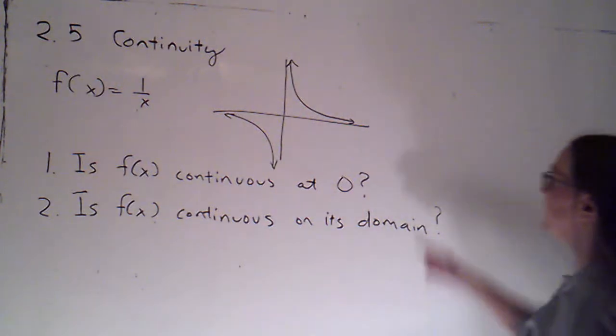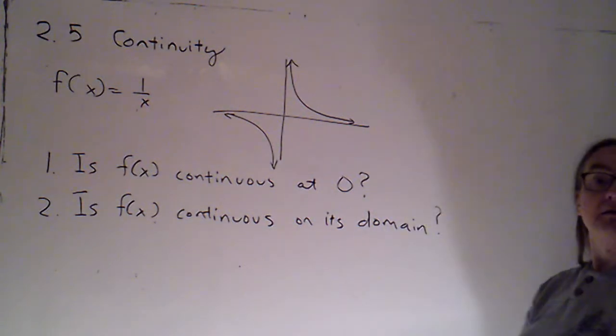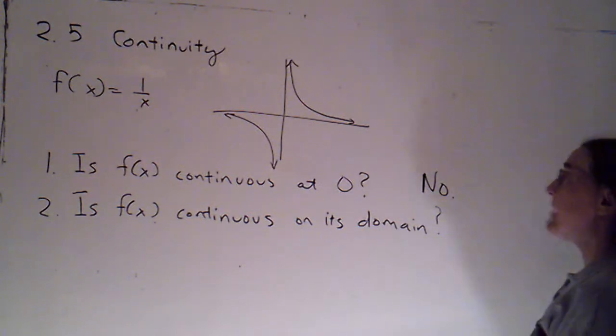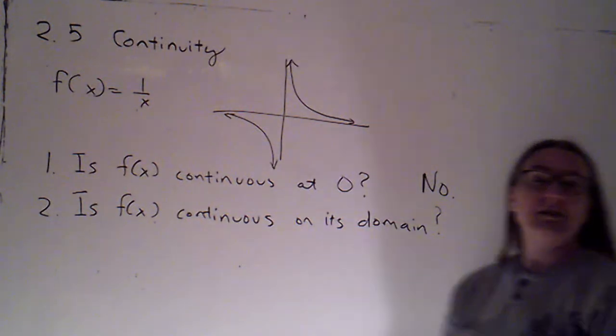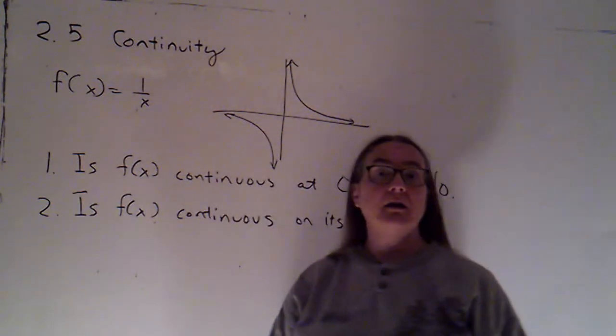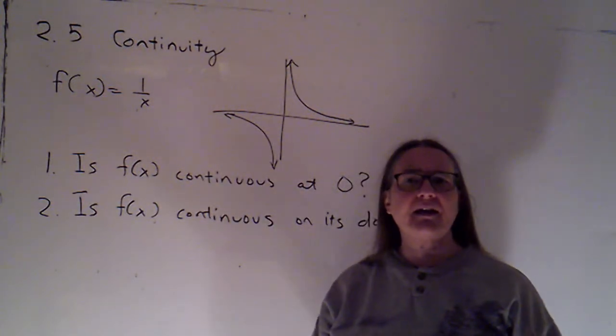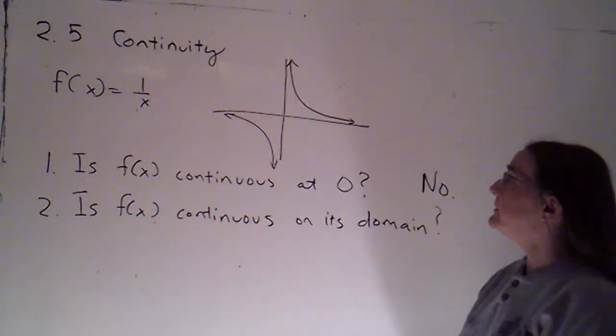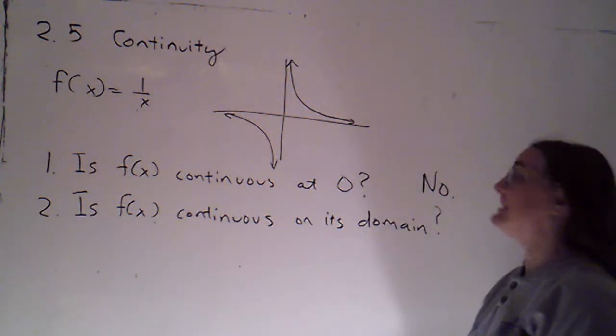So our first question here was, is f of x continuous at 0? No, it is not, for several reasons. First of all, 0 isn't in the domain. I can't plug in 0. So there's no way that I can get what I expect, because I don't get anything. Now it's also the case here that the two-sided limit doesn't exist.